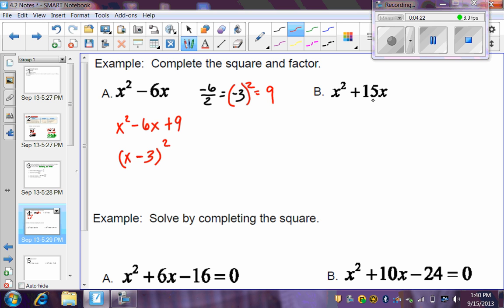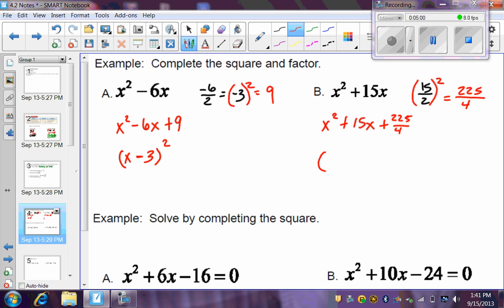Let's try another. On b, we have x squared plus 15x. So our b is 15, so we're going to do 15 divided by 2. Well, that's going to give us a decimal, and we don't want decimals when we're working with this. Leave them as fractions. So we're going to take that number and square it. So 15 squared is 225, and 2 squared is 4. So that becomes x squared plus 15x plus 225 over 4.